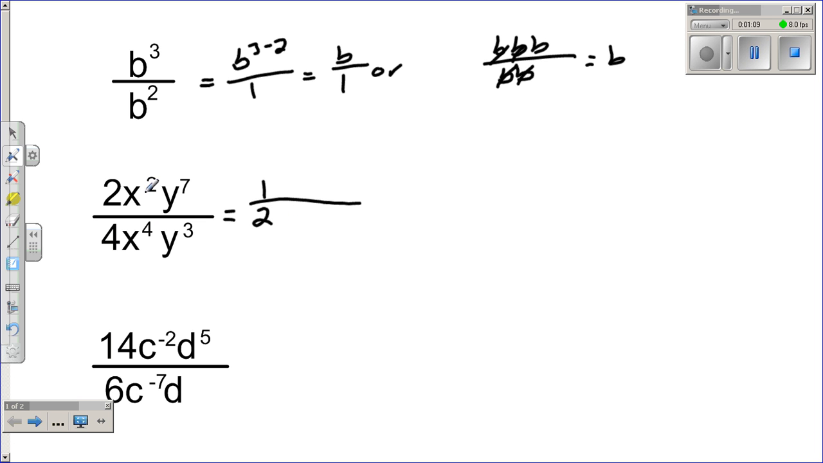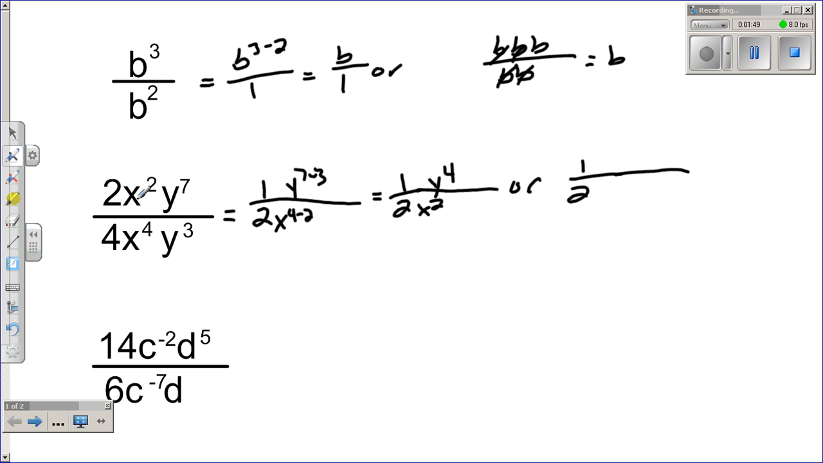Our first method, our 4 is bigger than the 2, so we'd say x to the 4th minus the 2. In the y's case, the 7 is larger than 3, so we'd subtract up top where the 7 is. And this would equal 1/2 y to the 4th. And on bottom, 4 minus 2 is 2, so we'd have x to the second power. Or if we want to do it the other way, we would still reduce the fraction the same way.